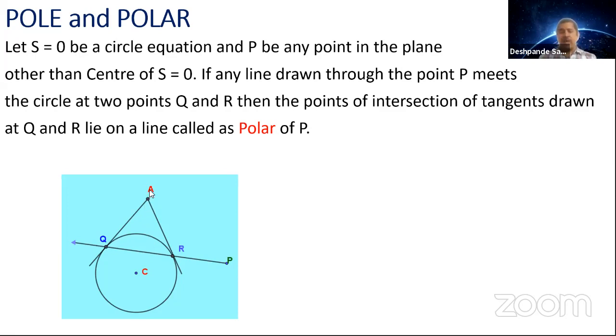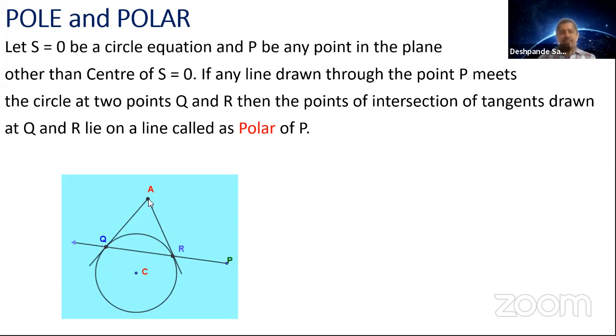Yes, when you see from the point A, this is what is called the chord of contact, but you are actually observing from the point P. So if any line drawn through P meets a circle at 2 points Q and R, then the point of intersection of tangents. So you got the two tangents intersecting at one point. What is that point?